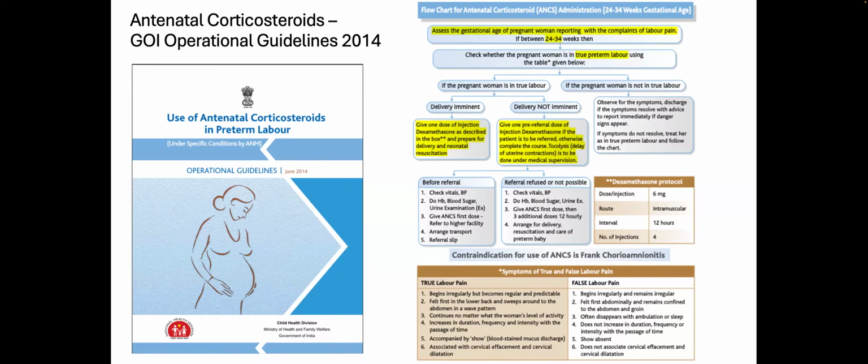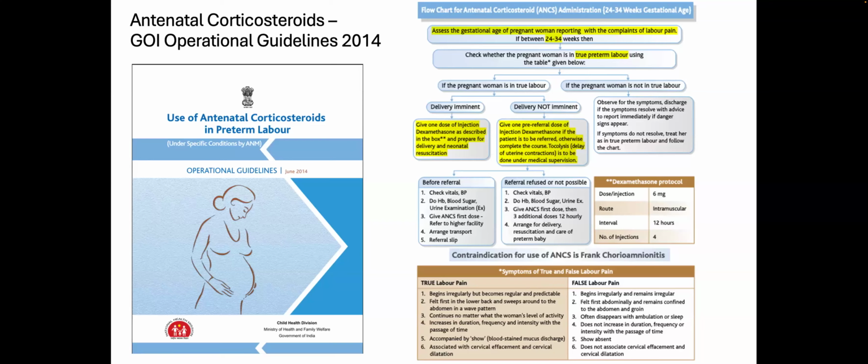So the flow chart thereafter only holds good if the mother is in true labor pain. That is, if the contractions begin irregularly but become regular and predictable. If she felt it first in the lower back, it sweeps around the abdomen in a waveform, continues no matter what the woman's level of activity is, increases in duration, frequency, and intensity with passage of time, is accompanied by show, that is a blood-stained mucus discharge, and is associated with cervical effacement or cervical dilatation. So almost these 5 points can also be determined by the ANM, the auxiliary nurse midwife, who is present at that particular level.